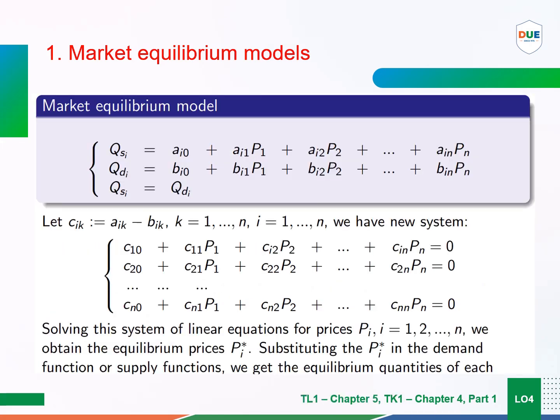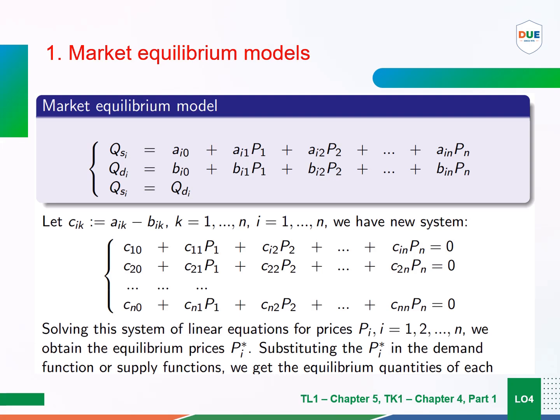Now let us use the supply and demand functions to determine the market equilibrium. For each good, the equilibrium condition is that quantity supplied equals quantity demanded. When we impose this condition for every good in the market, the supply and demand equations can be rearranged into a system of linear equations in the unknown prices.